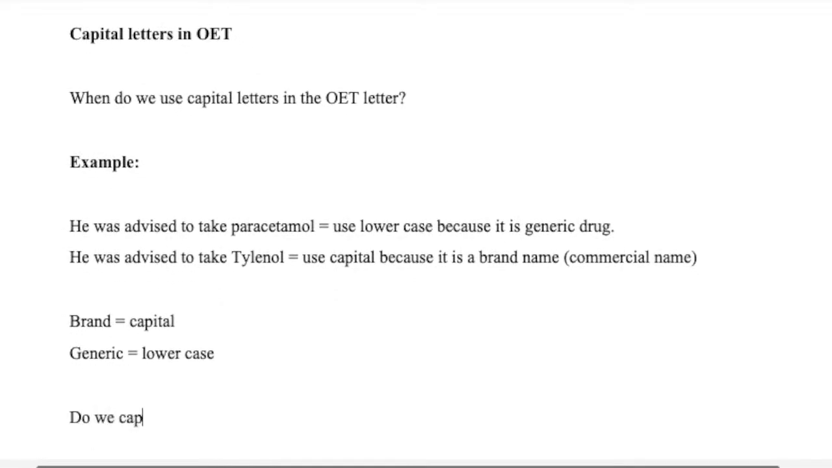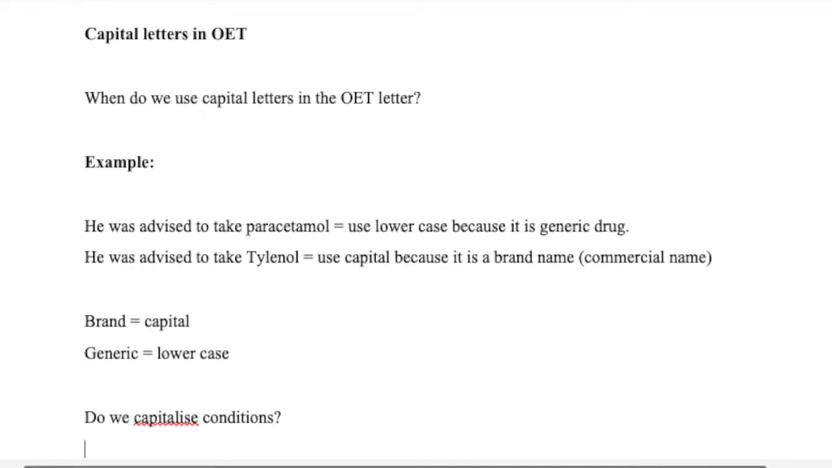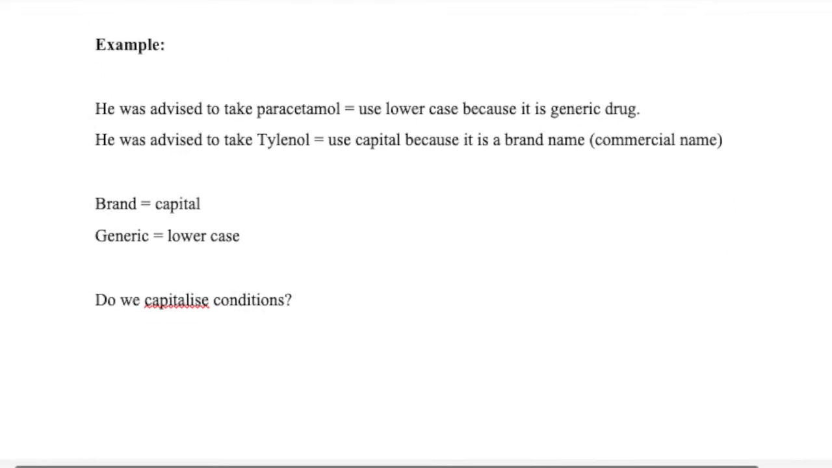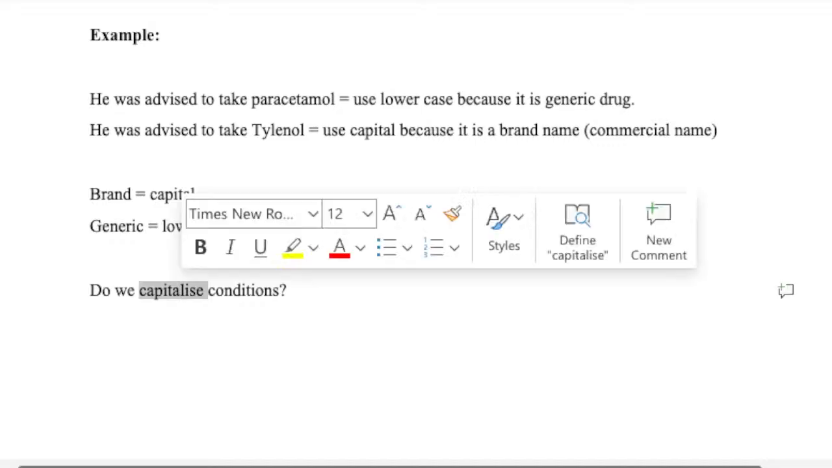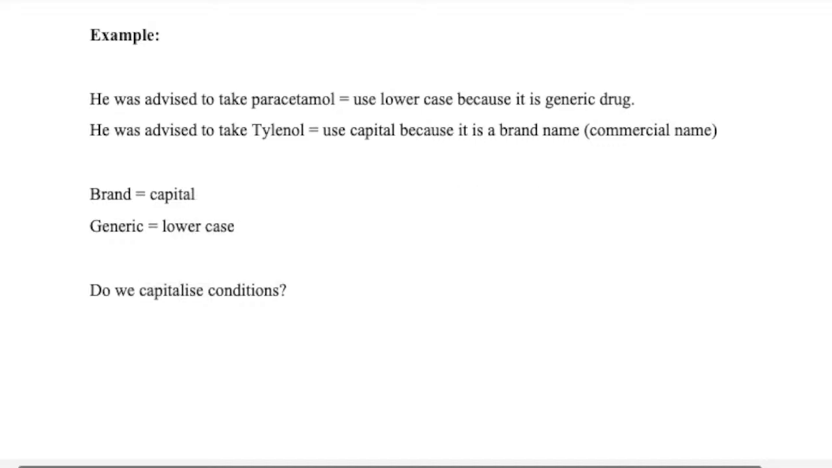What about conditions? Do we capitalize conditions? Remember, I'm talking about capital letters in OET. Yes or no? What do we think, guys? This is actually US English, and I'm in the UK. Let me just change this, and you'll see that my spelling is not wrong. Do we capitalize conditions? For example, do I say she has diabetes? Type 2 diabetes, for example. What do you think, guys?